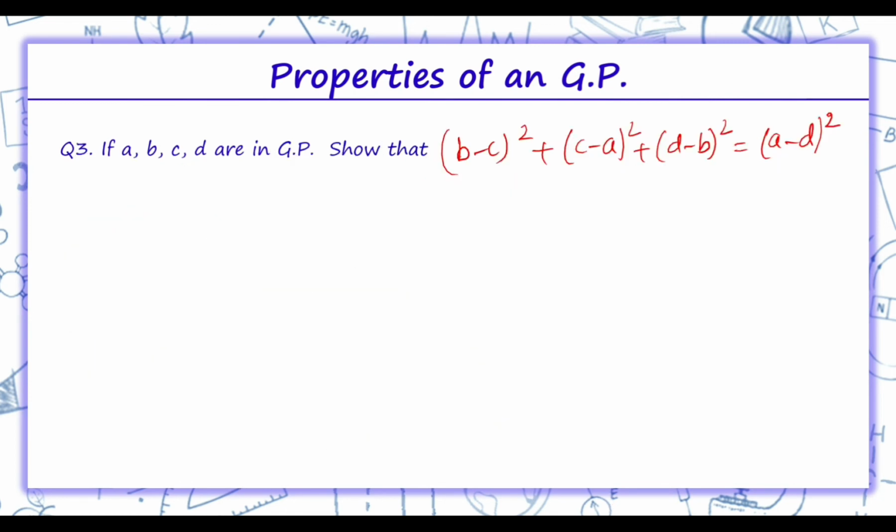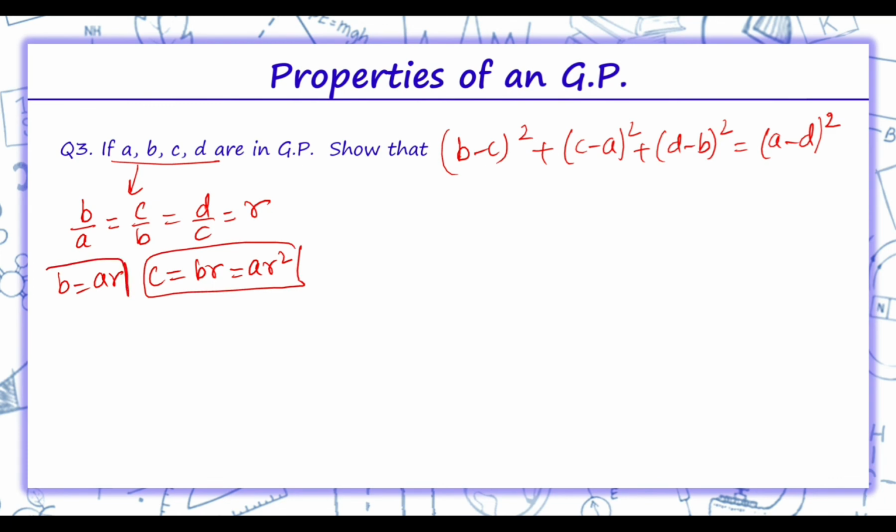Coming on to the next question: if A, B, C, D are in GP, show that (B minus C) squared plus (C minus A) squared plus (D minus B) squared equals (A minus D) squared. Now, if this is in GP, we will write B by A is equal to C by B, which is equal to D by C, and this is r. So, B can be written as AR, C will be written as BR, so in place of B we will write AR. So, it will be AR squared. Similarly, D can be written as CR, in place of C we will write AR squared, so it will be AR cubed.